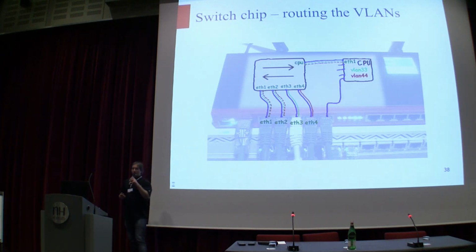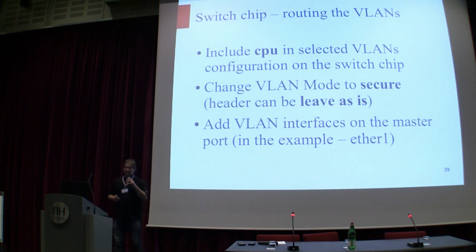The only difference is that the VLAN header option, I will leave it as is. Because if I change it to add if missing, the Ether5, the port that is not belonging to the switch group, would stop working. Don't ask, it's just like this. We need to set the VLAN header as leave as is with the CPU port.